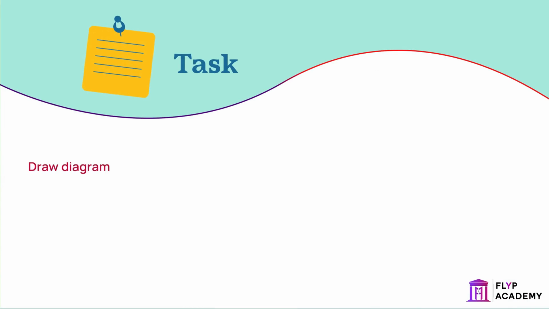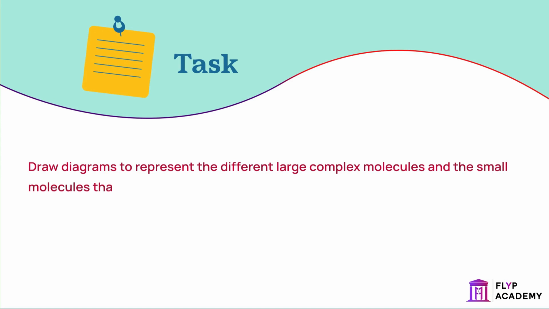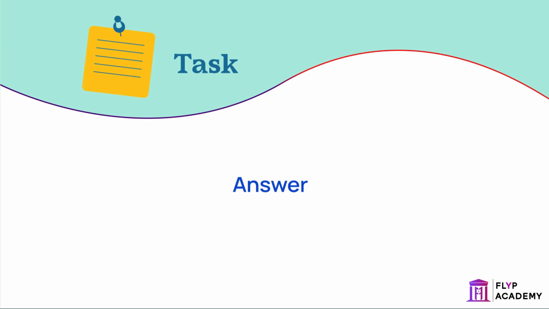Task: Draw diagrams to represent the different large complex molecules and the small molecules that they are made up of. Other metabolic reactions include respiration and the breakdown of excess proteins into urea, and in plants, the formation of proteins using glucose and nitrate ions. Metabolic reactions require energy because energy is needed to break and make chemical bonds. The enzymes that catalyze the reactions also need energy to carry out the reactions.